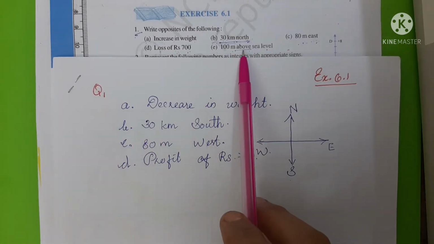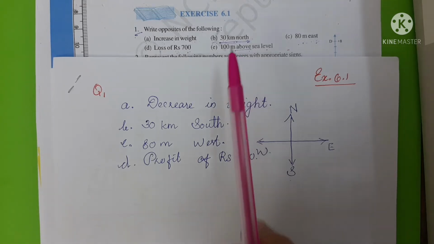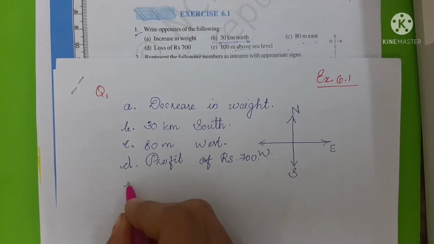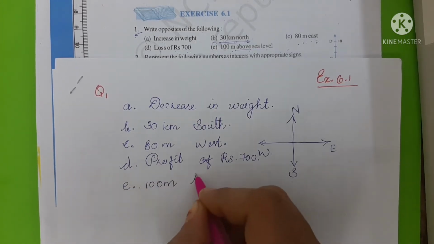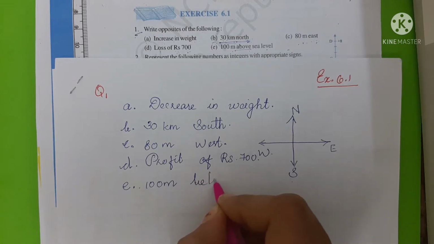The keyword present in the question is above. Above, the opposite is below. So, the answer of E is 100 meter below sea level.